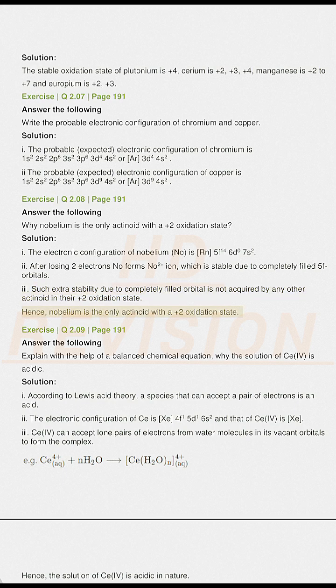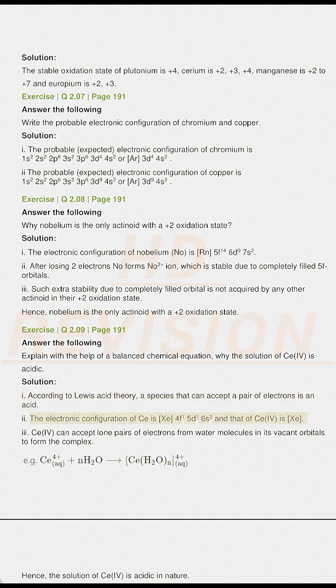Hence, nobelium is the only actinoid with a +2 oxidation state. Exercise Q2.09, page 191. Answer the following. Explain with the help of a balanced chemical equation why the solution of Ce(IV) is acidic. Solution. According to Lewis acid theory, a species that can accept a pair of electrons is an acid.